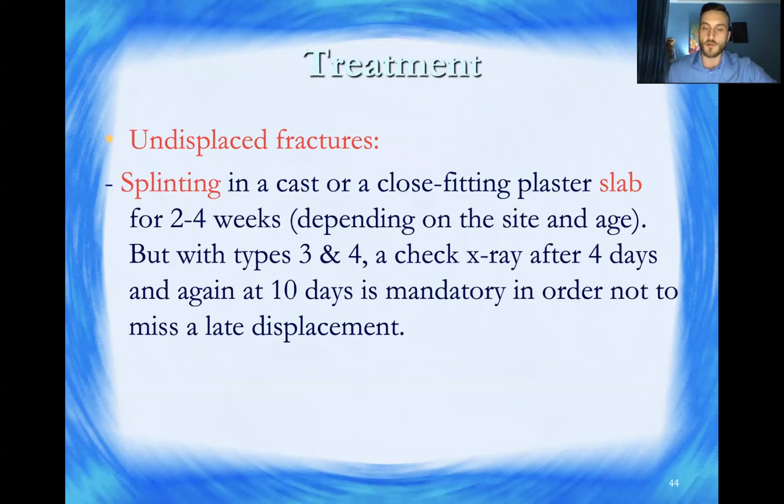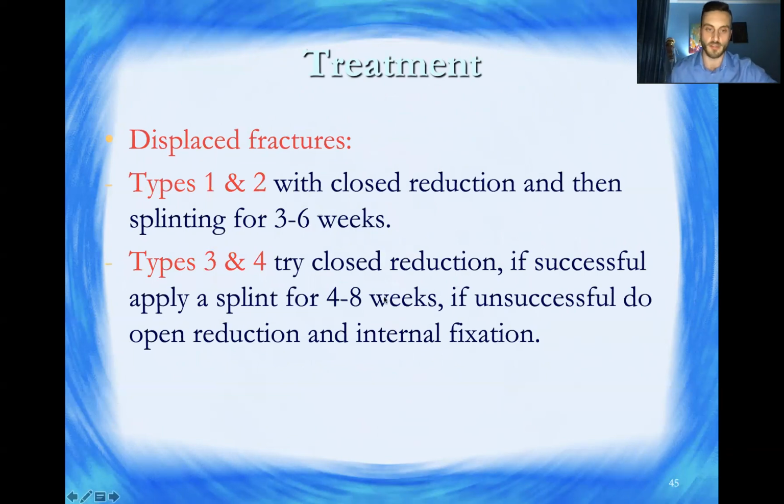What to do for the undisplaced fracture? Because they are painful, there is swelling, there is tenderness, the child is crying, so we have to put a back slab. So splinting 2 to 4 weeks, and that's it. You can repeat the X-ray if there were no signs of healing and the patient is still complaining of pain and so on. So type 1 and 2, closed reduction.